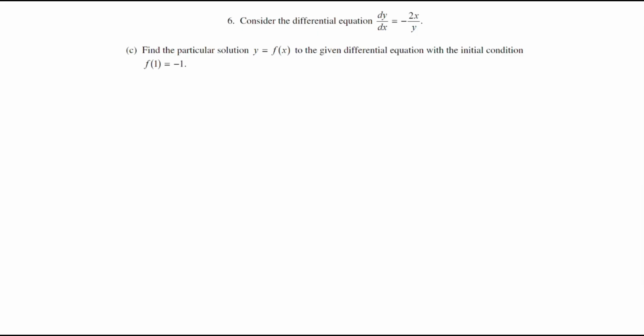And the last part of this FRQ is part C, where it asks you to find the particular solution given that same initial condition. And so we'll note that this is a separable differential equation because it's a product or quotient of x and y. So step 1 is just to separate the variables, bring the y over to the left side with the dy, and bring the dx over to the right side with the negative 2x. And they're going to give you 1 point just for separating the variables.